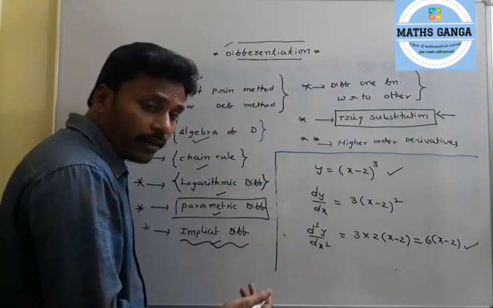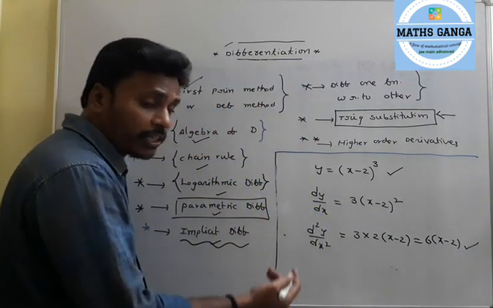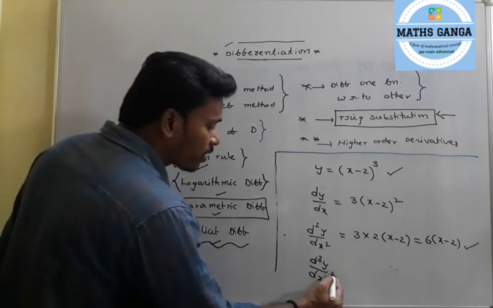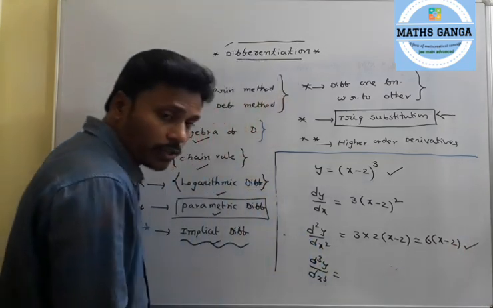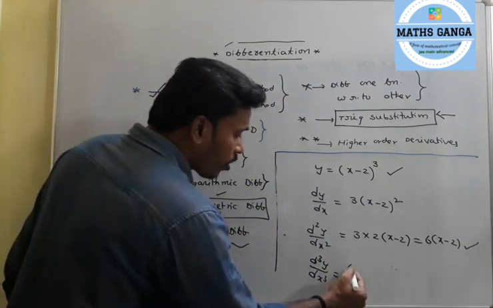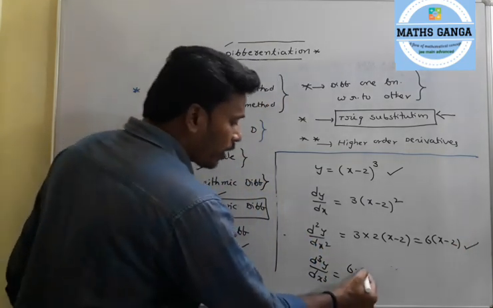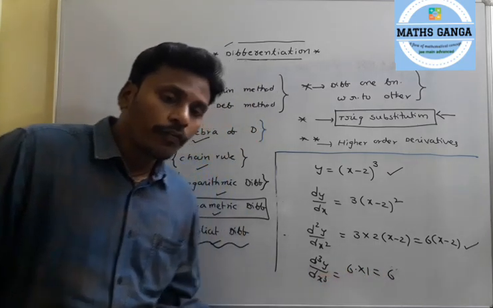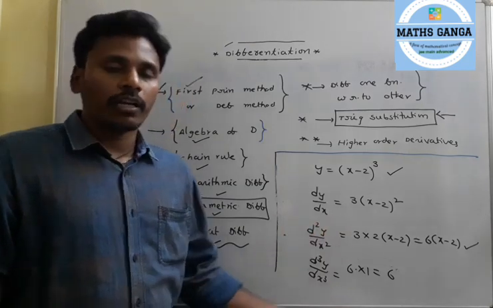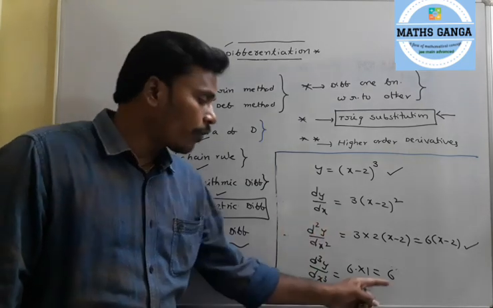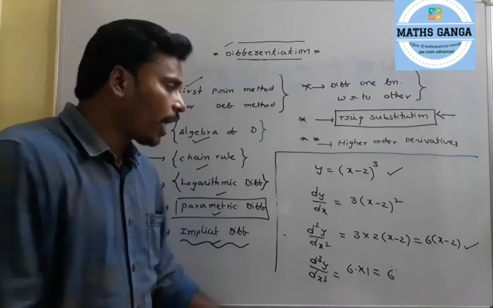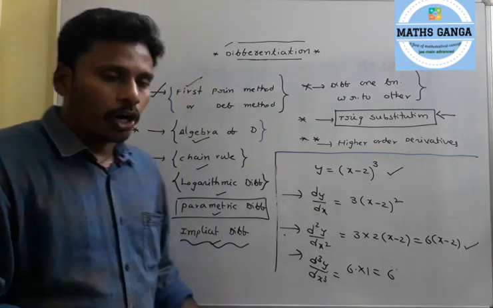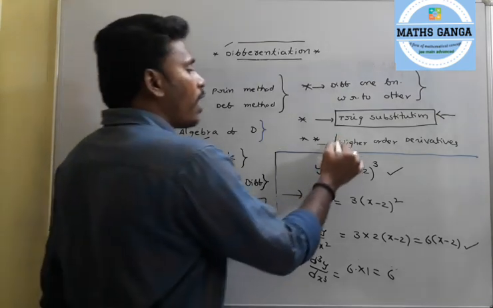If you differentiate once again, it gives us the third order derivative, d cube y by dx cube. Since it is 6 times x minus 2, what is its differentiation? 6 is a constant, write it separately. For x minus 2, it is 1, so that is 6. So the third order derivative is 6. If you differentiate one more time, you get the fourth order derivative, which is the derivative of 6 with respect to x, which is 0. Likewise, we will find the first, second, and third order derivatives. This is something about higher order derivatives.